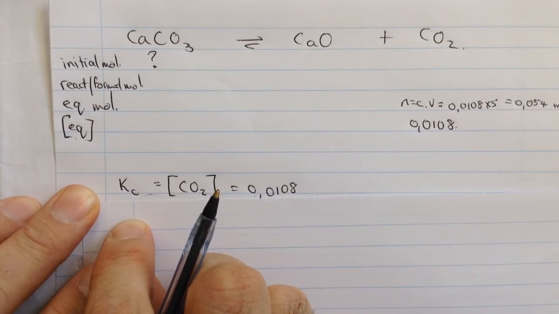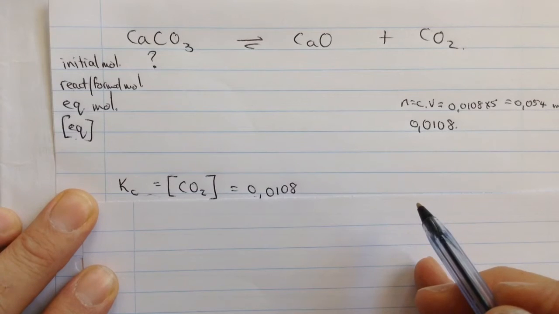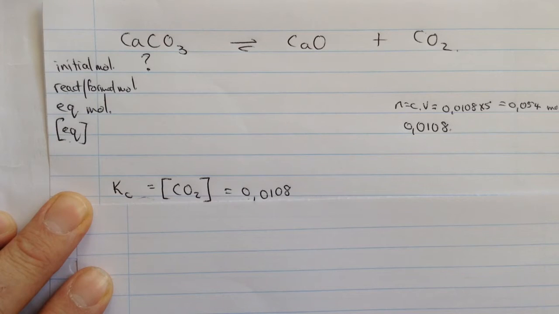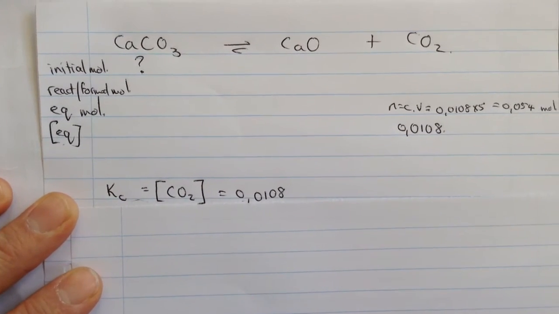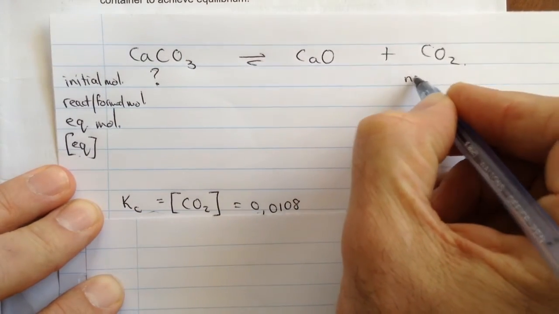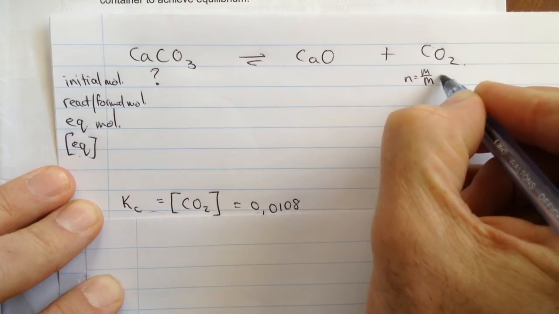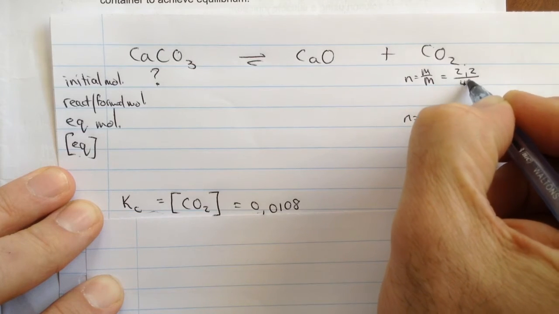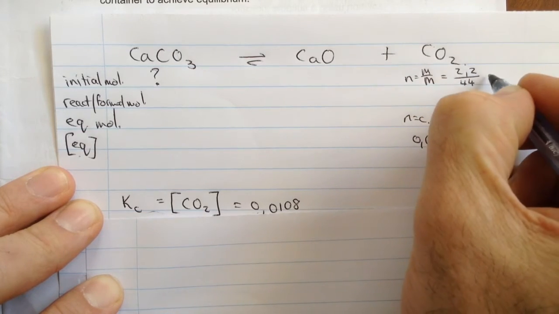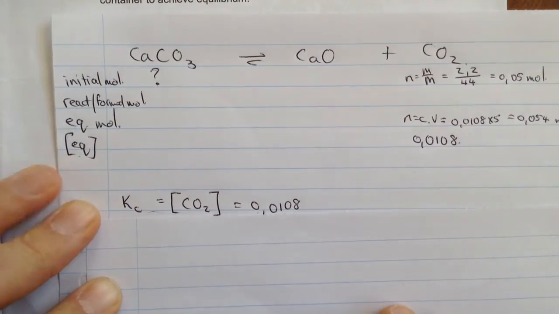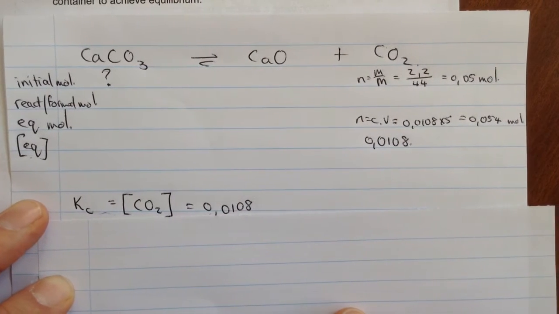Now they told me that I've got 2.2 grams of CO2 in the beginning. So that 2.2 grams can go under initial mole. So there, n equals m over M, and that is 2.2 over 44, the molar mass of CO2, and that gives me 0.05 mole of CO2 that I have available in the beginning.